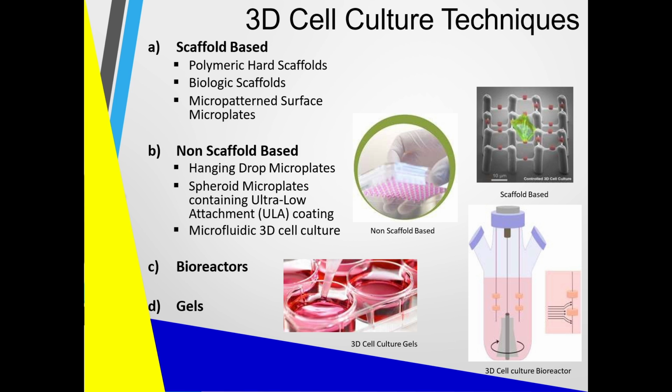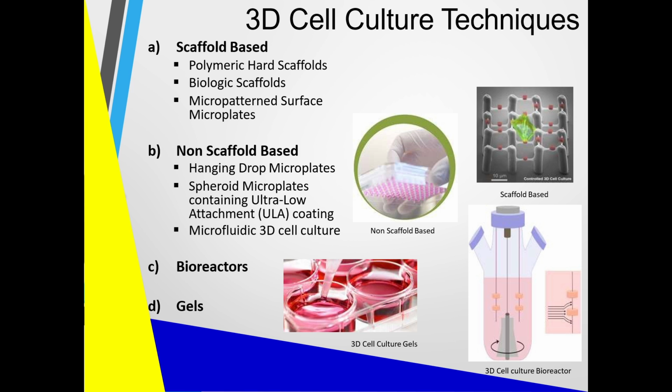So how to do the 3D cell culture? There are a few techniques, namely scaffold-based, non-scaffold-based, bioreactors and gels. Just imagine you want to build a house. In order to build a whole house, of course, you need the foundation, and then you need the beam, and then the pillars, and then a few frames. Then you can build the wall. You can put the bricks to build a complete house, and then you can put the roof on top.